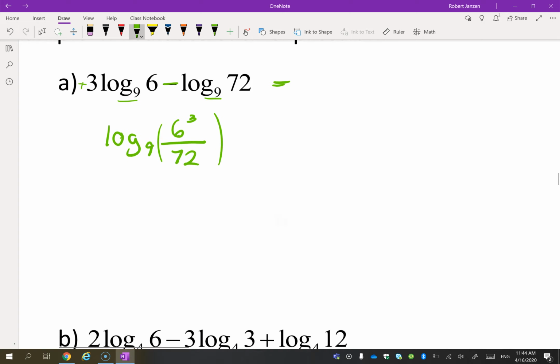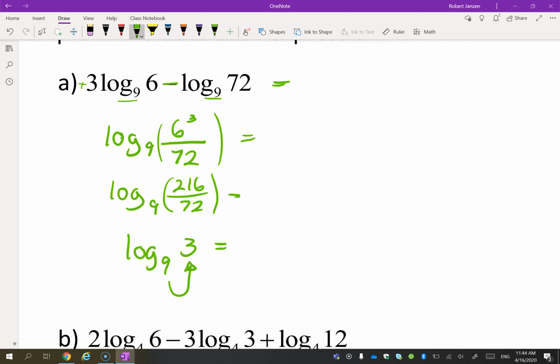Okay, so this is log base 9 of 216 divided by 72, which is log base 9 of 3. And then 9 to what power is 3? The answer is half.